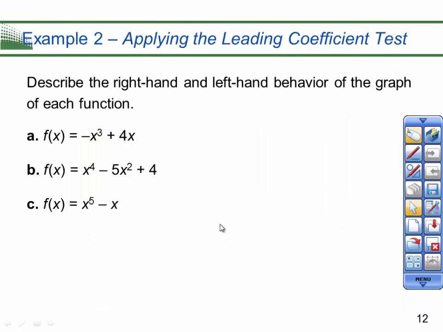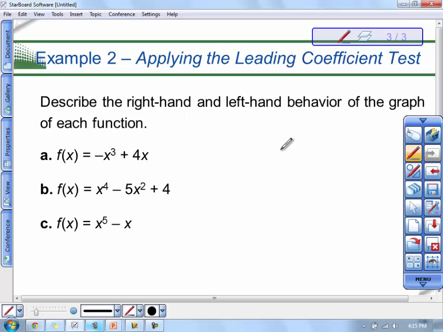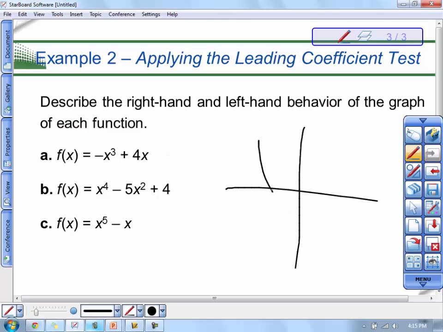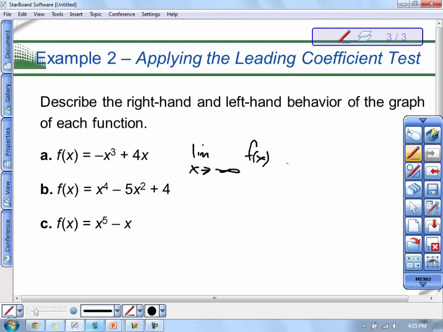Okay, so let's try some examples then. Let's describe the right and left-hand behavior of these graphs. Let's try to do it without a calculator. So we know that the general shape of a cubic looks like this, but because of this negative coefficient, it's going to be something like this. It could have up to 3 real zeros, but all they're asking us for is describe the right-hand and left-hand behavior. So to the left, we're going to say this goes to positive infinity. So the notation I'd love us to use for this, if we could, would be limit notation. The limit as x approaches negative infinity of this function is positive infinity.